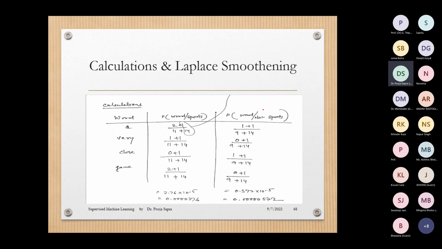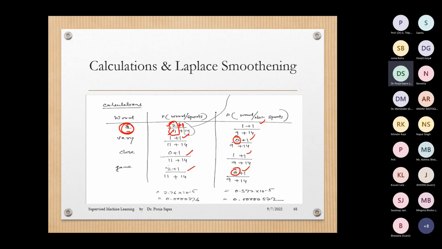Laplace smoothing. So what I did, I took all unique words and calculated the probability of A, which was 2 by 11. In this, I am adding 1 to the numerator everywhere. You can see I am adding 1 to the numerator. Why am I adding 1?